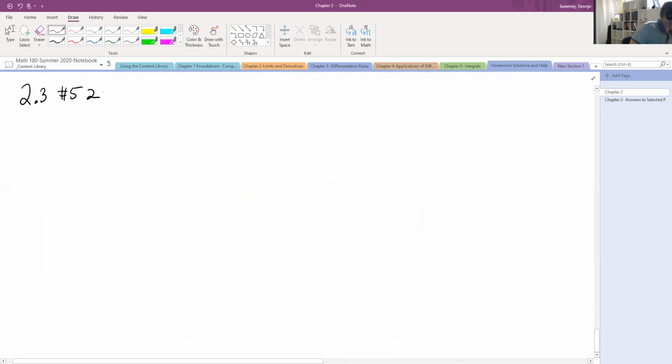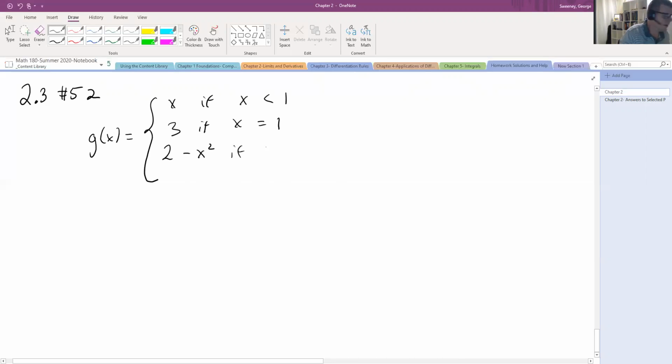Okay, and this is g of x, right? We've got this piecewise function, g of x equals x if x is less than 1, 3 if x equals 1, 2 minus x squared if x is greater than 1 and less than or equal to 2, and then x minus 3 if x is greater than 2. Okay. And so we're asked to find some limits here.